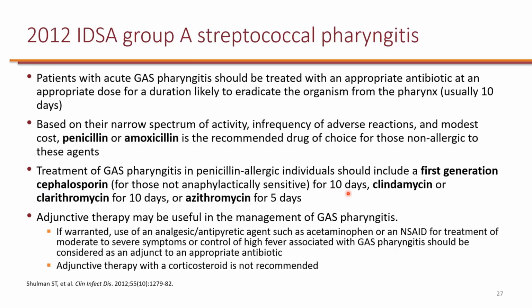Or if someone had an anaphylactic reaction, then you have to use a non-beta-lactam. So either clindamycin or azithromycin would be recommended. Either a macrolide or clindamycin is an alternative if someone has anaphylaxis to beta-lactam. There are also adjunctive therapies. Since these patients typically have fever, you can give them something for fever that would make the patient comfortable, so acetaminophen or an NSAID. And it's important to note that they do not recommend corticosteroids in patients with Group A strep pharyngitis.